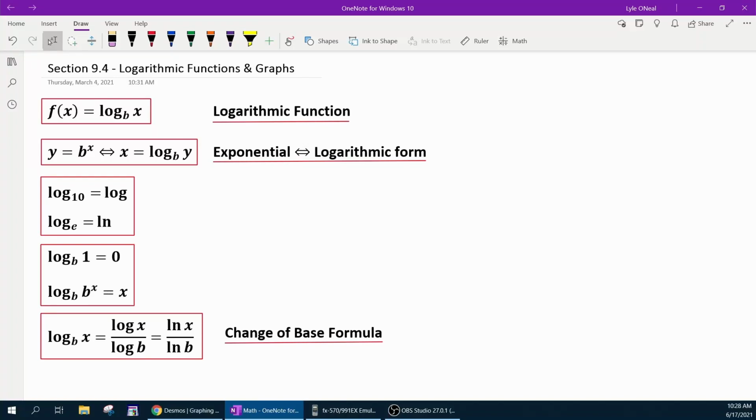Hello and welcome to our lesson on logarithmic functions and graphs. This is going to be from section 9.4 in our text. We've got a lot of concepts to cover, so let's dive right in.